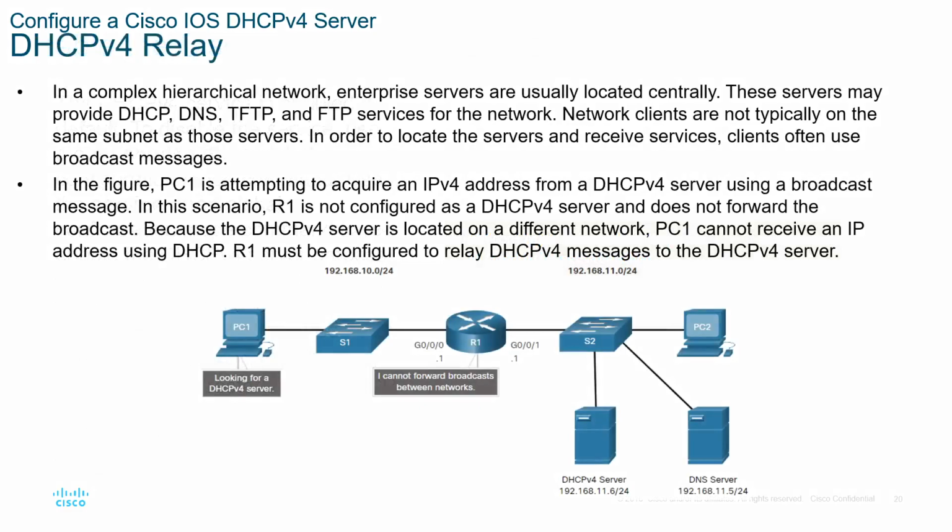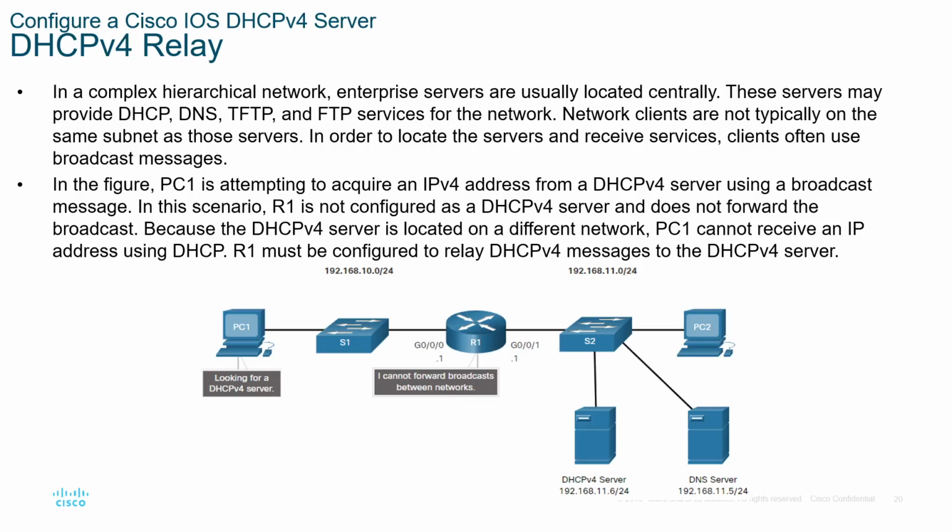Now, in a complex hierarchical network, enterprise servers are usually located centrally. These servers may provide DHCP, DNS, TFTP, and FTP services for the network. Now, network clients are not typically on the same subnet as those servers. In order to locate the servers and receive services, clients often use broadcast messages. Now, we need to remember the nature of DHCP, and we need to remember that DHCP works with broadcast messages to understand the importance of this.